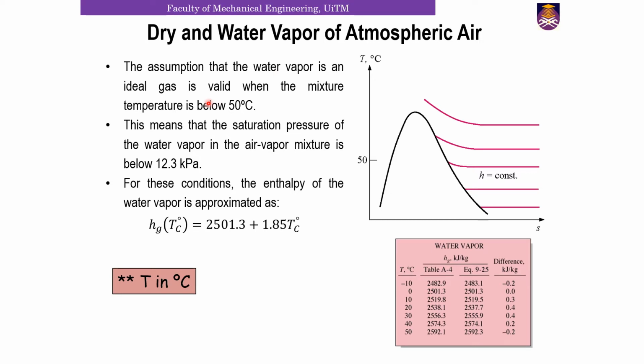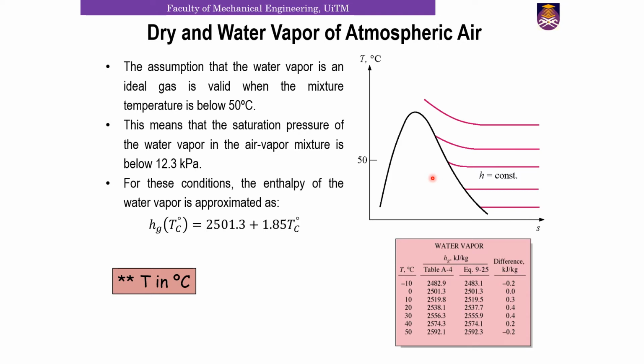Since water vapor is an ideal gas, the enthalpy of water vapor is a function of temperature only, which we have seen earlier. This can also be observed from the TS diagram. We are given a TS diagram here, where you can see the constant enthalpy lines. These constant enthalpy lines coincide with constant temperature lines at temperatures below 50 degrees Celsius. So at any temperature below 50 degrees Celsius, your h is considered to be constant.